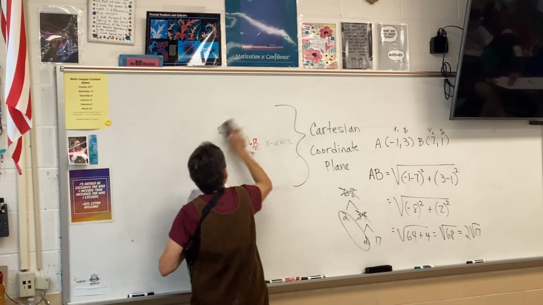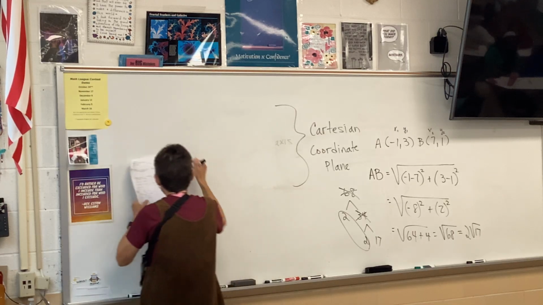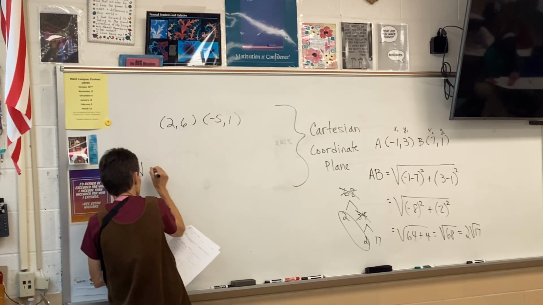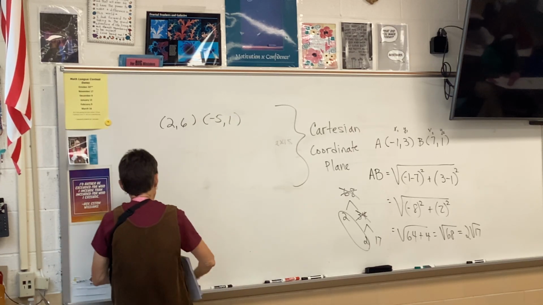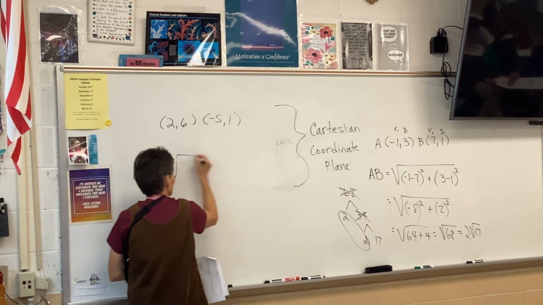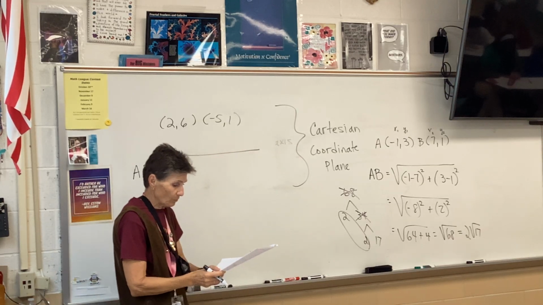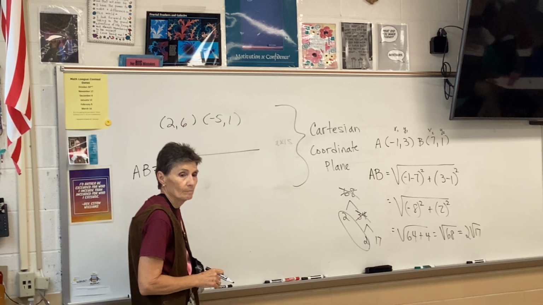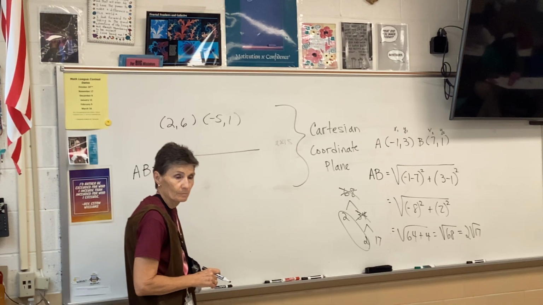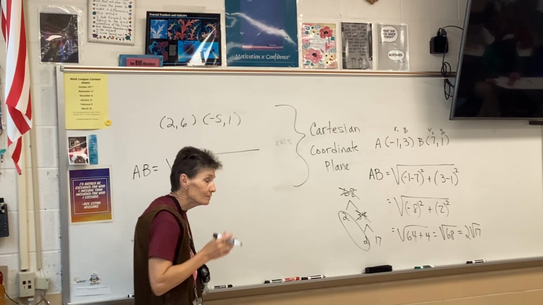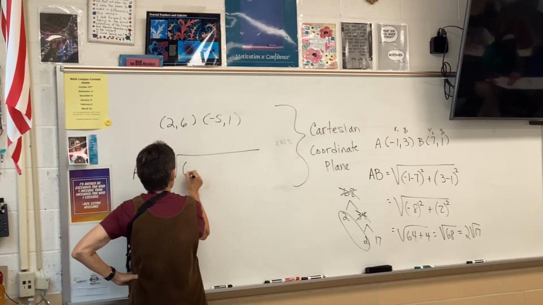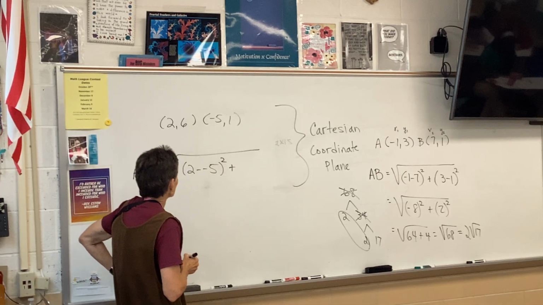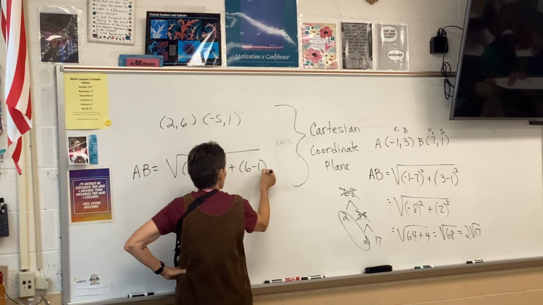All right, here we go. Now our points are (2, 6) and (negative 5, 1). We want to find the distance between them. AB, that means the distance between them. So what do we do? Yep, so 2 minus negative 5, and we're going to square that. You're exactly right, Jake. What else do we do then? And then you subtract the 6 and 1. 6 minus 1, and we square that also.